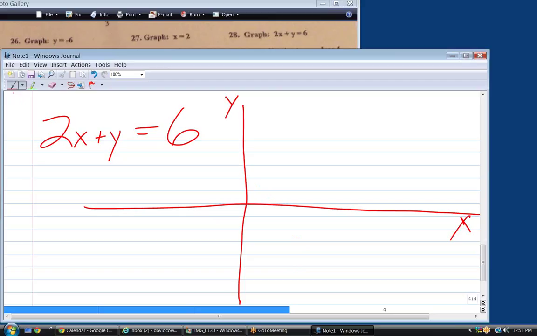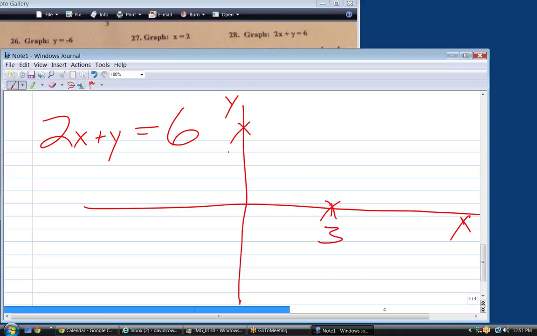How do I figure out the x-intercept? You change the y to a 0, so it'd be 3. Good. There's one point on my line. How do I figure out the y-intercept? You do the same for the x, change it to a 0.